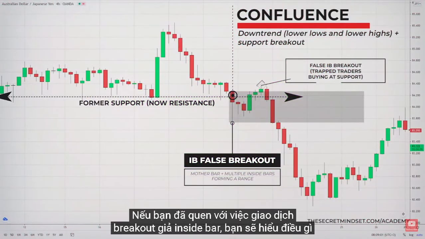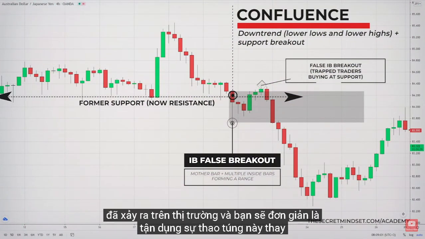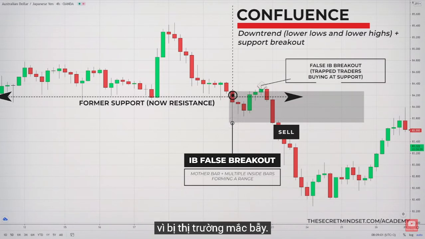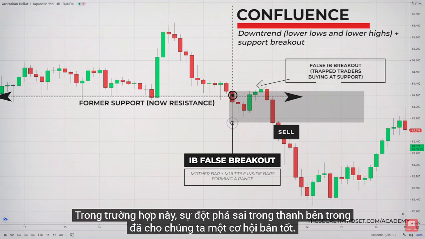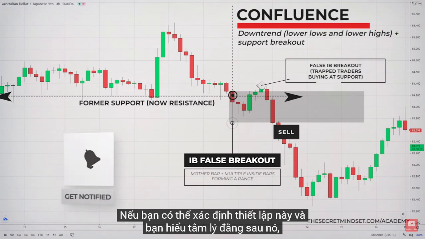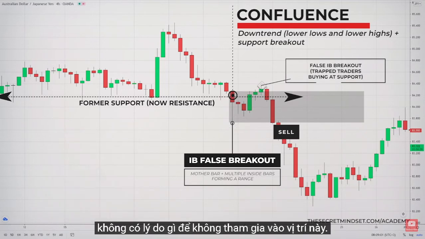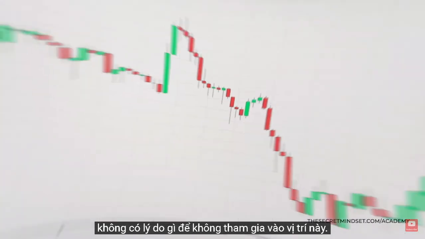If you are familiar with trading the inside bar false breakout, you will understand what happened in the market, and you will simply take advantage of this manipulation instead of being trapped by the market. In this case, the inside bar false breakout gave us a good selling opportunity. If you are able to identify this setup and you understand the psychology behind it, there should be no reason not to get into the sell position.